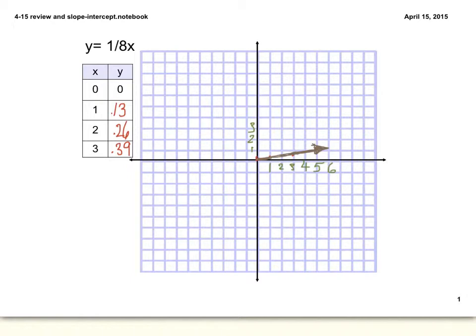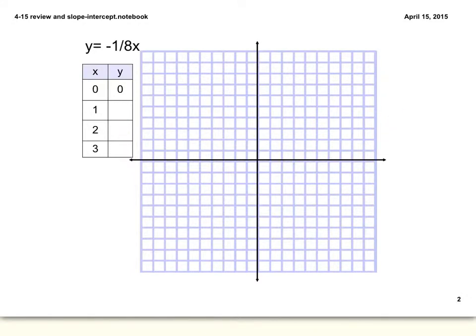And since we're on the subject, m equals 1/8. Now my slope is positive because it's going up. And it is a direct proportion. X increases as y increases. And it passes through the origin.